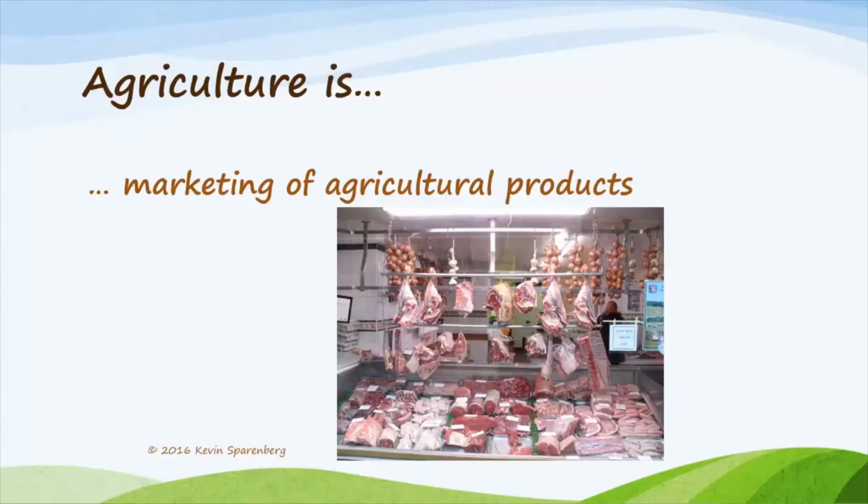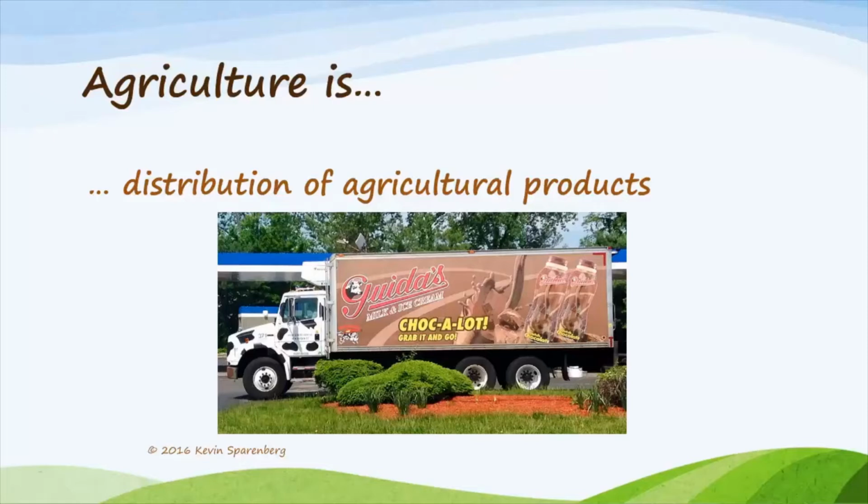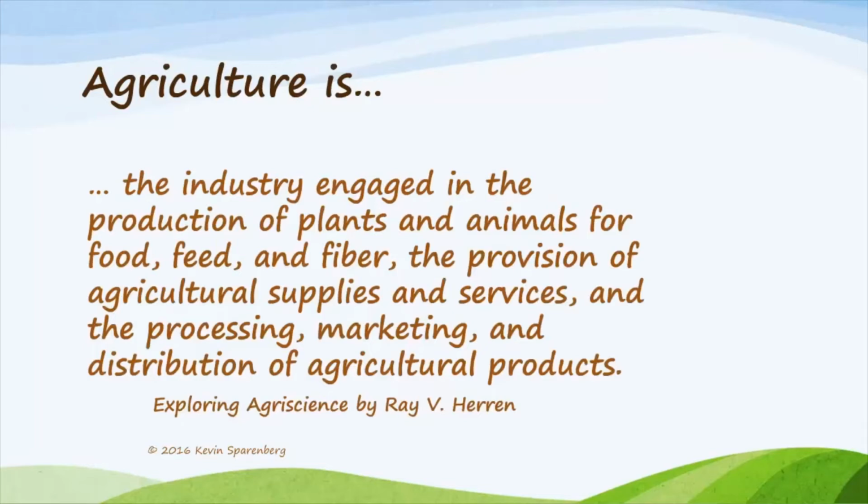Many of our commodity items are priced by institutions such as the Chicago Board of Trade and the Chicago Mercantile Exchange. The distribution of agricultural products includes activities such as the movement of products from the producer to a processor, then to a retailer, and eventually to the end user.